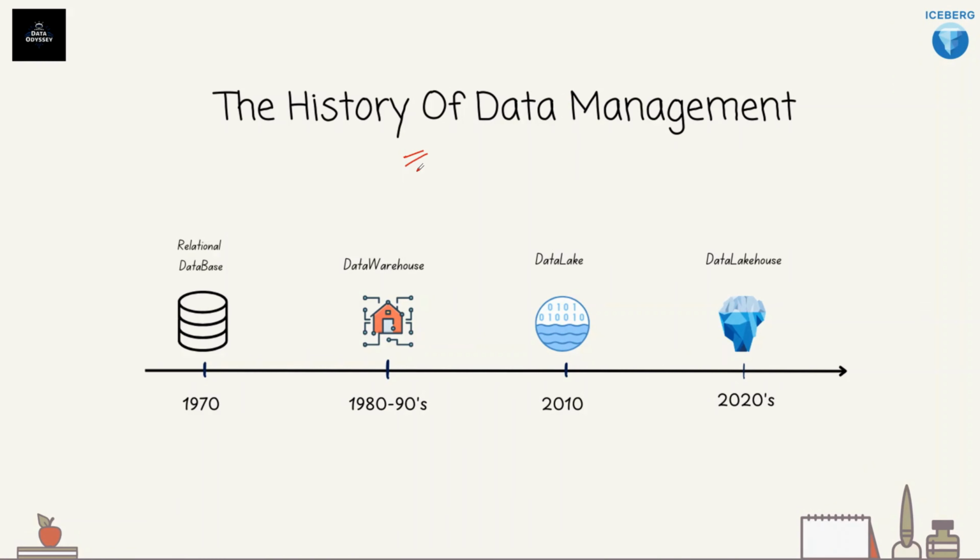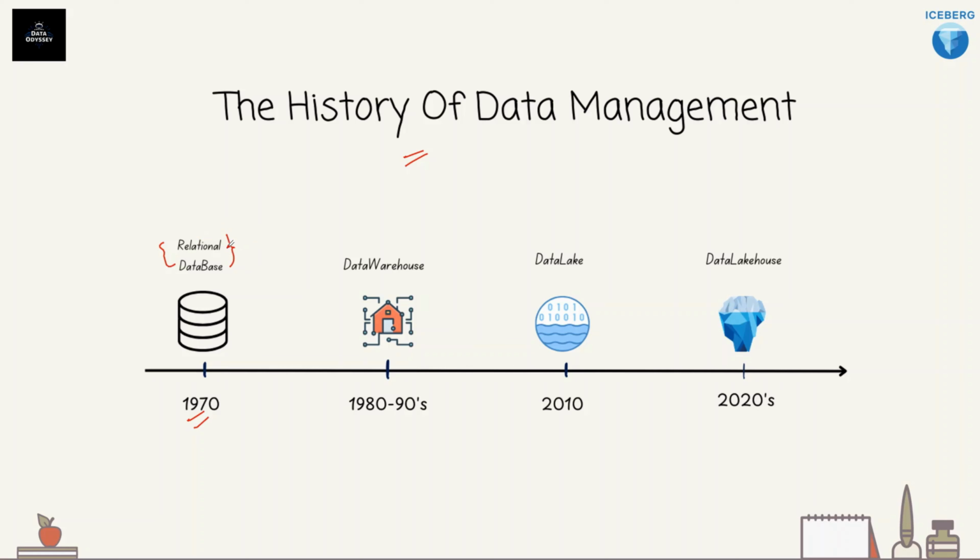data management. So, in and around the 1970s, the first data management system that came into existence in the world was the relational database, and it was a very important revolution in the world of data management.